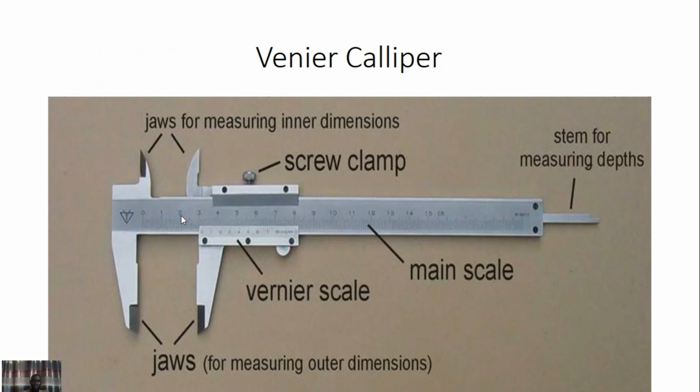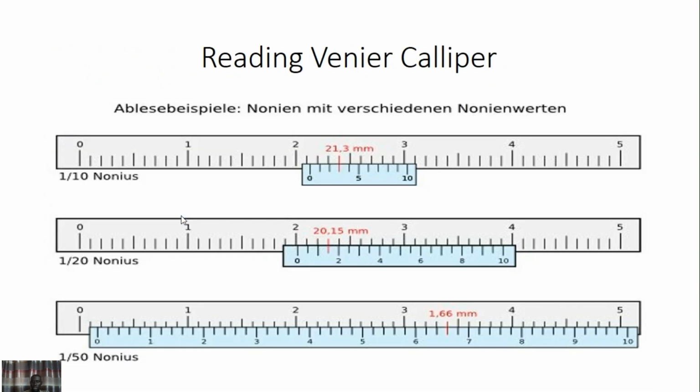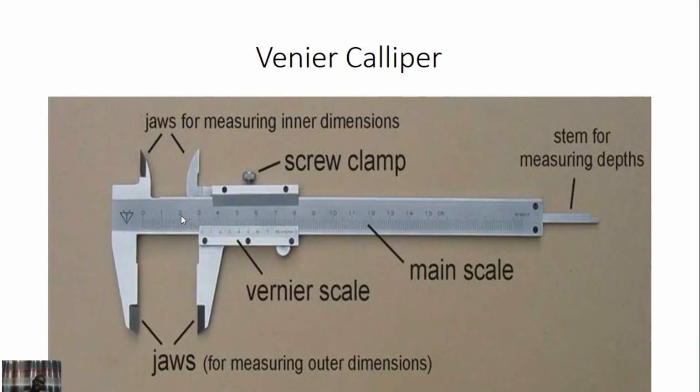You can master the body parts, but it's not really as important as reading from the instrument itself. And that's the next thing we'll talk about. How do you read from a Vernier caliper? Okay. You see, a Vernier caliper is made up of two scales, right? This is the main scale, and this is the Vernier scale.